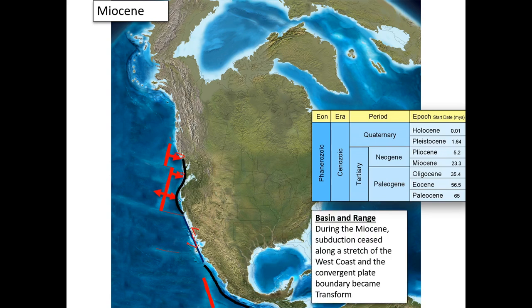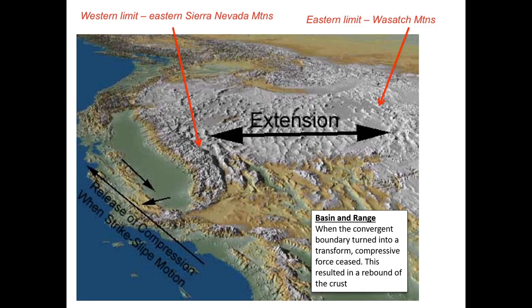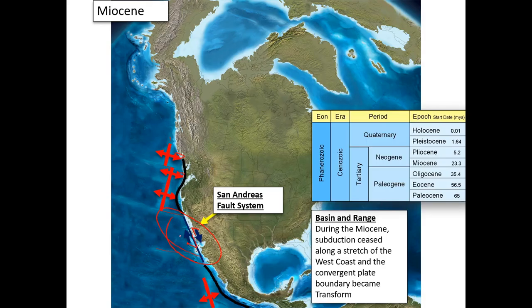So you had all this collision, and that creates the San Andreas fault system, right? That's the transform boundary that has the San Andreas fault system right there. So anyway, the basin and range was created by extension of the western half of our country. When the convergent boundary turned into a transform boundary, this used to be right here, the San Andreas fault system.